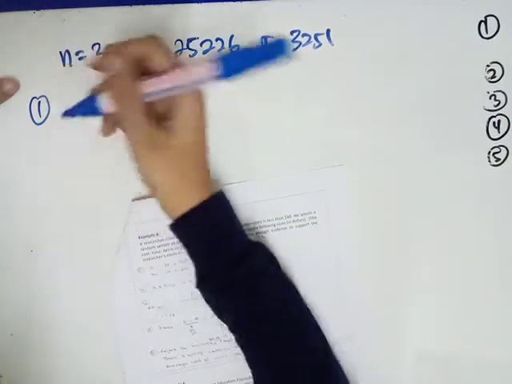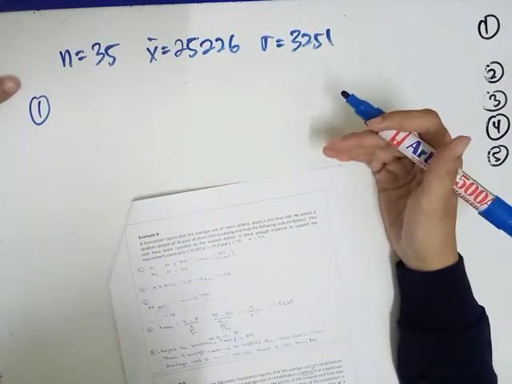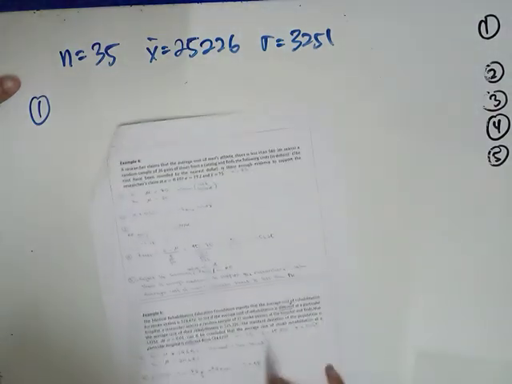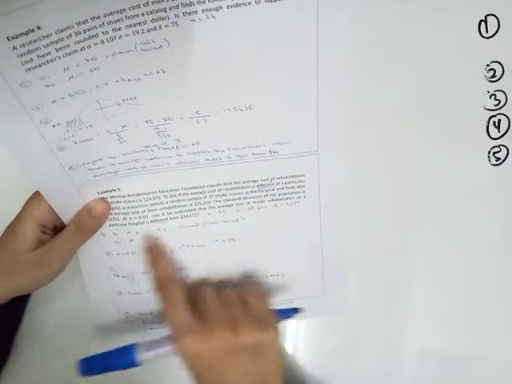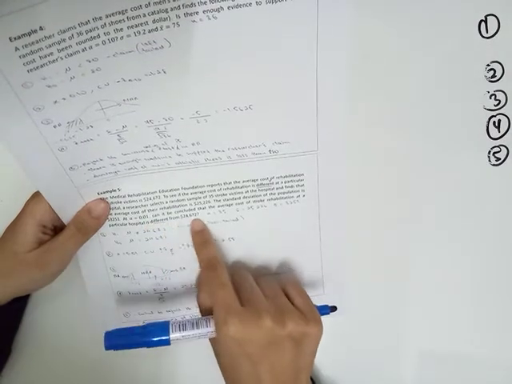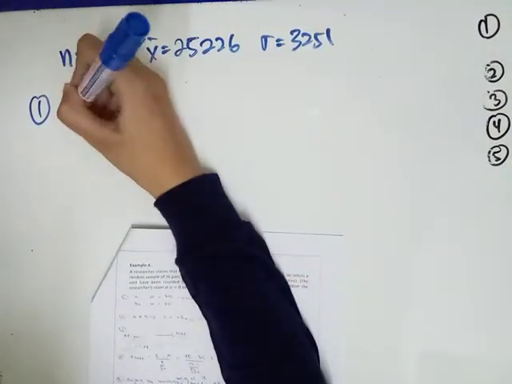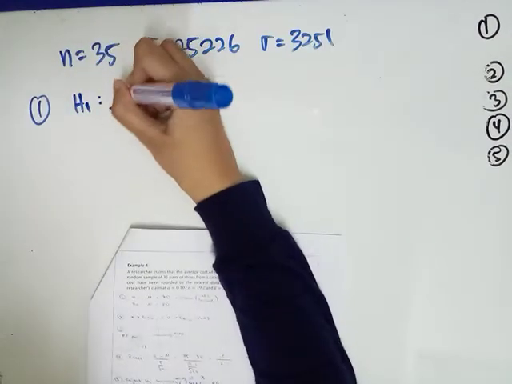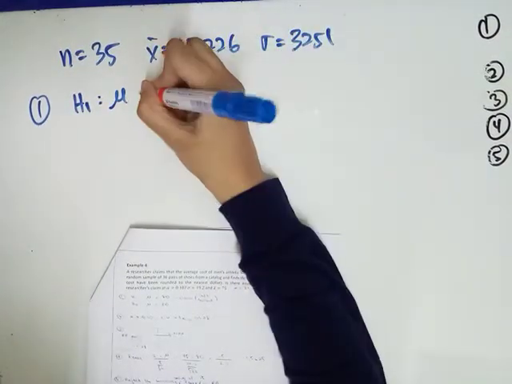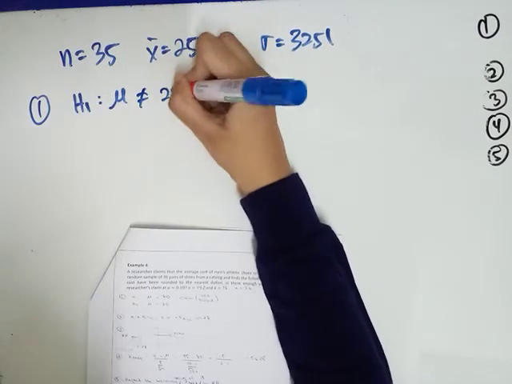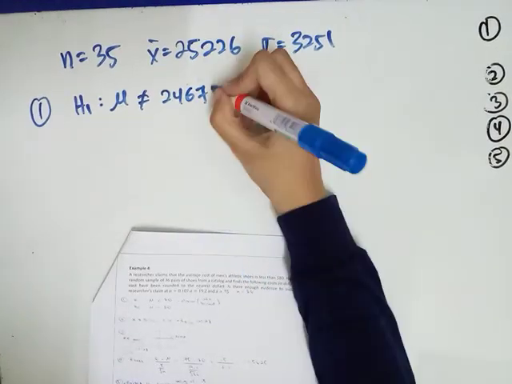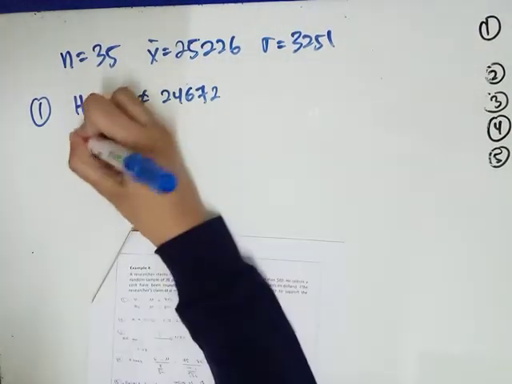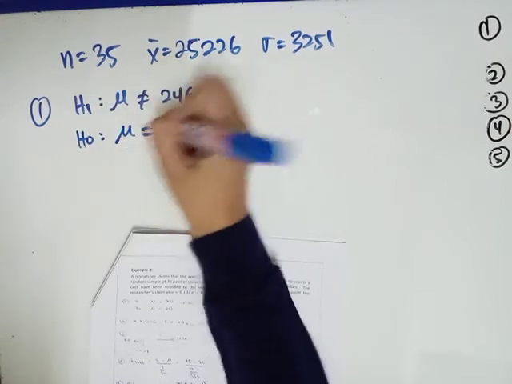Okay, first step is state the H1 and H0. What is the claim? It is already clear in the last sentence: can it be concluded that the average cost of stroke rehabilitation at a particular hospital is different from 24,672? So we need to claim H1, test H1. Mean different, that means not equal 24,672. Okay. And then H0 is the mean always equal.